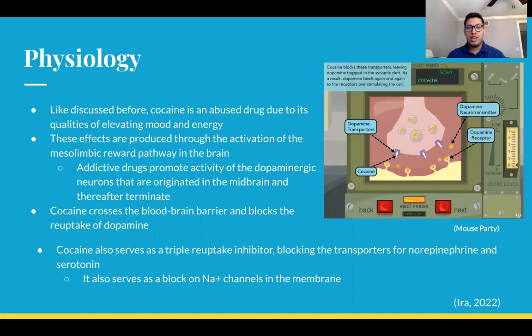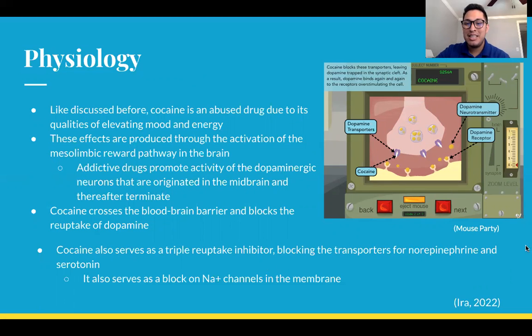Touching on the physiology of the subject, like I have mentioned before, cocaine is an abused drug due to its qualities of just elevating the mood and the energy. These effects are produced through the activation of a mesolimbic reward pathway in the brain. Addictive drugs will promote the activity of the dopaminergic neurons that originate in the midbrain and thereafter will terminate.